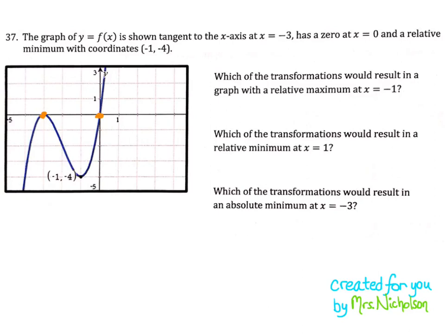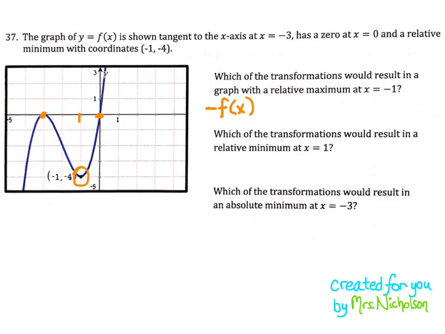And the question here says, which of the transformations, those 8 transformations that we've been studying in class, would result in a graph with a relative maximum at x equals -1? And there's several, we got a few possibilities here. At x equals -1, right now I have a minimum. And so if I want to turn that into a maximum, one way that I could do that is by reflecting the graph over the x-axis. And that transformation would be -f of x.